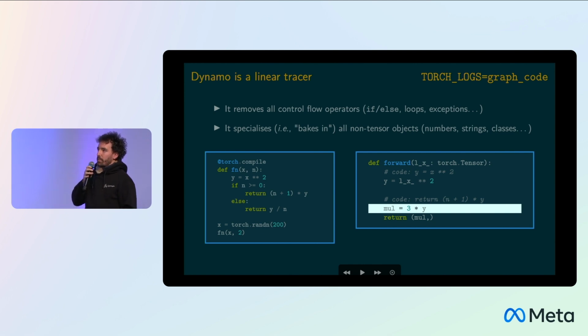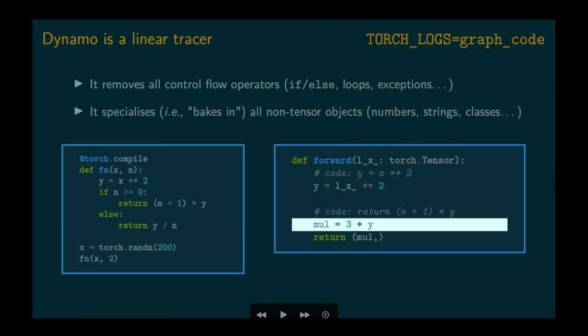So first of all, it's a linear trace, as I've discussed. It completely removes any control flow operations, like if-elses, loops, exceptions, it removes all of that. It will just give you a linear trace. And it also specializes all non-tensor objects. In this case, we have an integer, but we see that when we trace through the function, the 2 was baked into the graph.